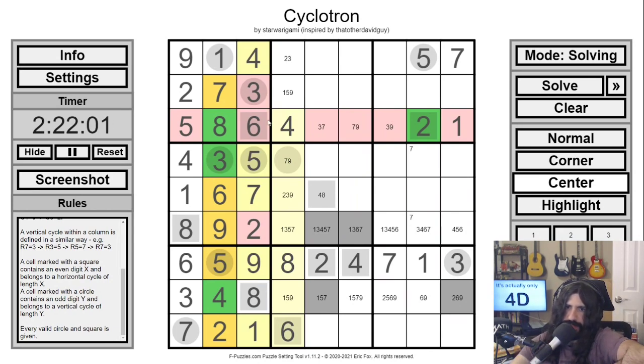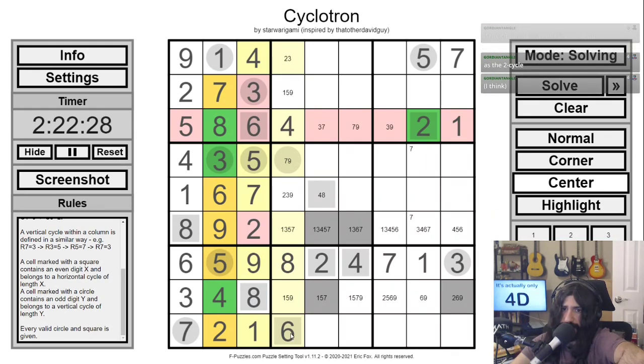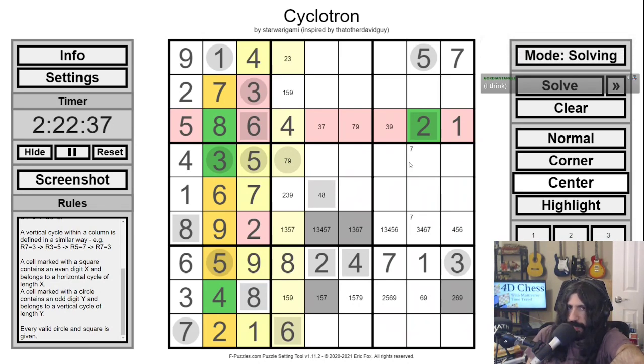Maybe we can show that it's not possible if this is the 2 cycle. 7, 8. Then this can't be a 1. So it's gotta be 7, 8. This has to be a 9, 6, 1, 3, 4. Both of them work. If the circle is a 7, it has to be a 1-2 pair. I think I just showed that it doesn't.